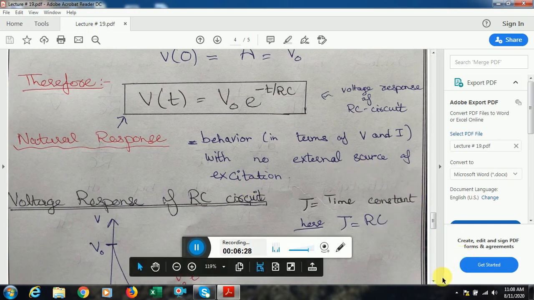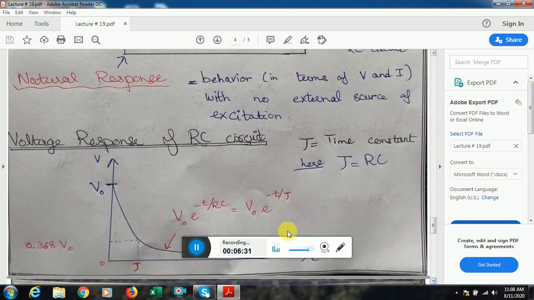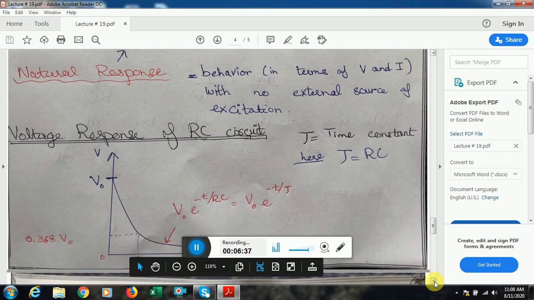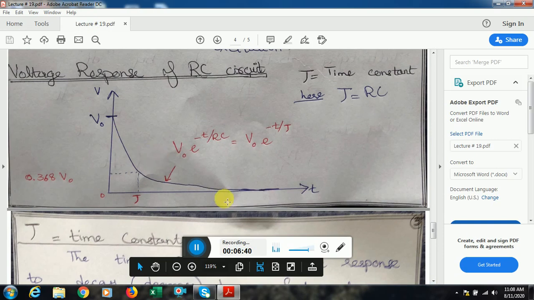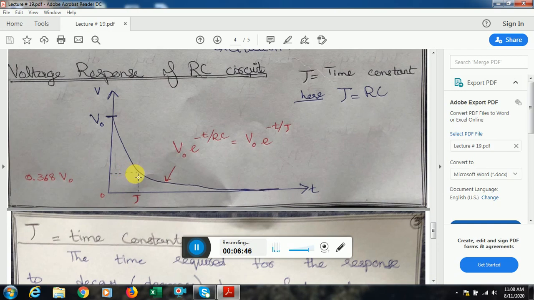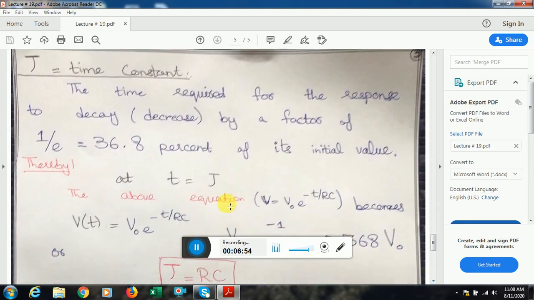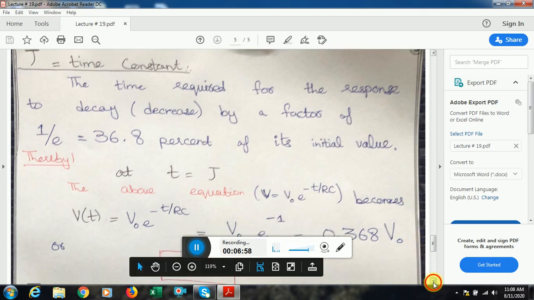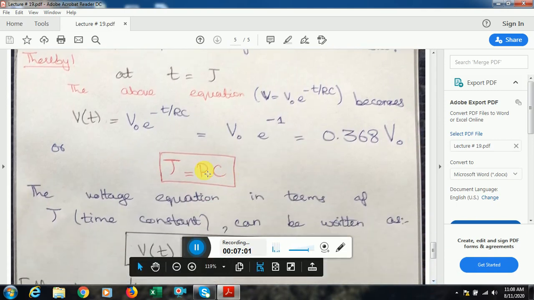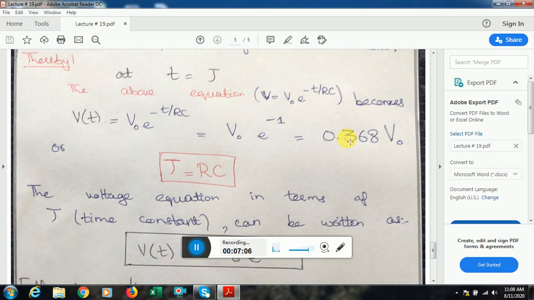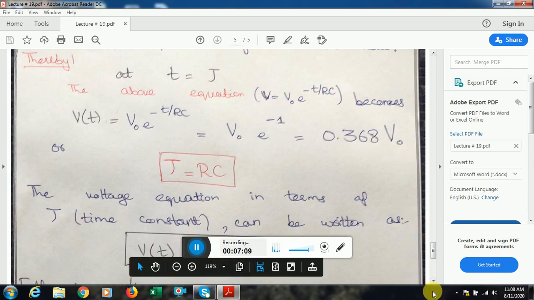This is the natural response of a circuit which does not have any external source of excitation. So the voltage response is that at time t equal to 0, we have the voltage V naught, and the response decays with time t, and the exponential function is shown like this. The time at which the value of voltage becomes 0.368 times V naught is called the time constant, and the time constant is given as tau equal to RC. So this is the time in which the voltage left is 1 over e, or 0.368, of the initial value, that is V naught.